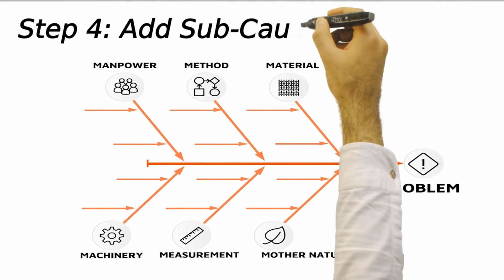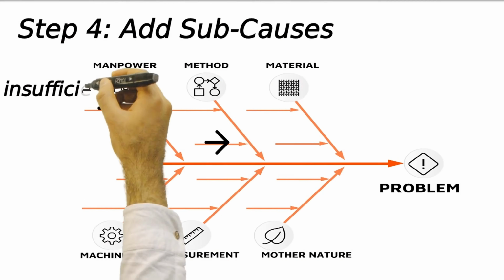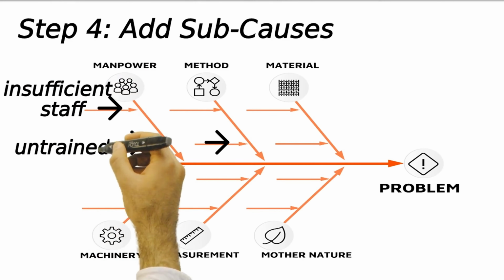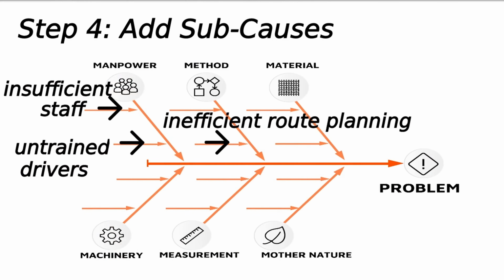Step 4. Add sub-causes. Now, extend diagonal lines from each major category. For manpower, we might have things like insufficient staff or untrained drivers. For methods, maybe inefficient route planning.